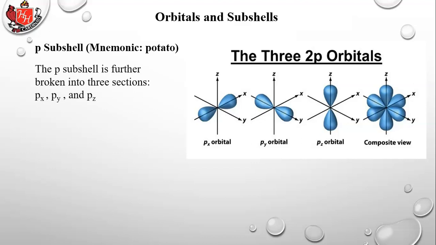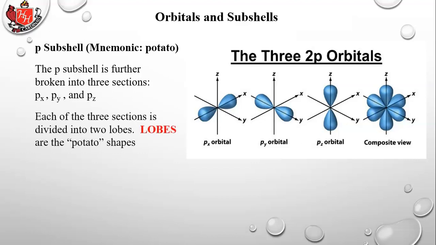The P subshell is further broken into 3 sections: PX, PY, and PZ. Each of the 3 sections is divided into 2 lobes. And the lobes are the potato shapes that you see there. So when you look at the PX, the first one, those 2 lobes are part of the same orbital. They look like they're 2 different places, but they're part of the same orbital. They're part of the PX.